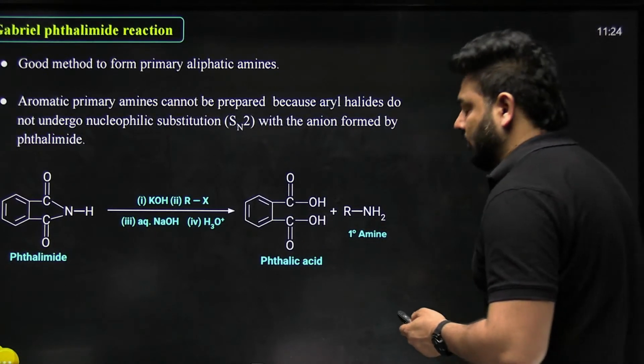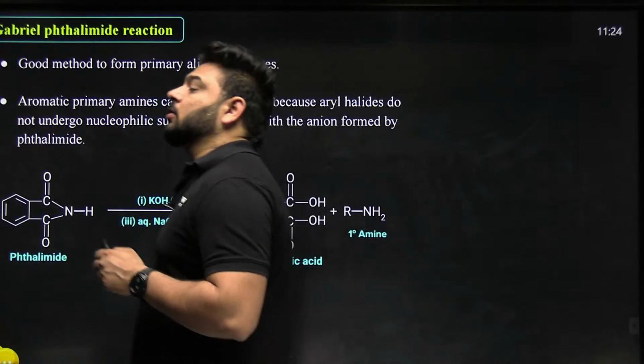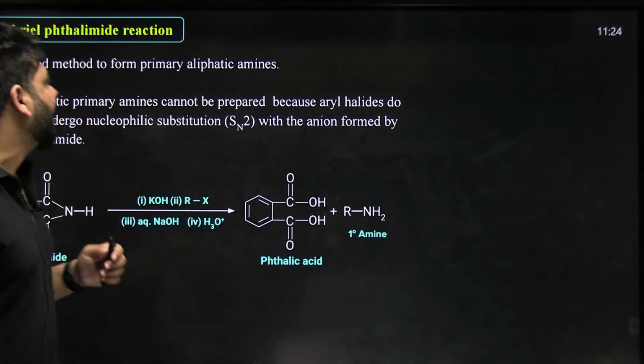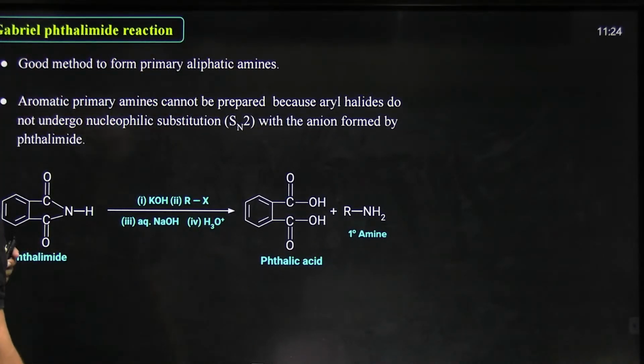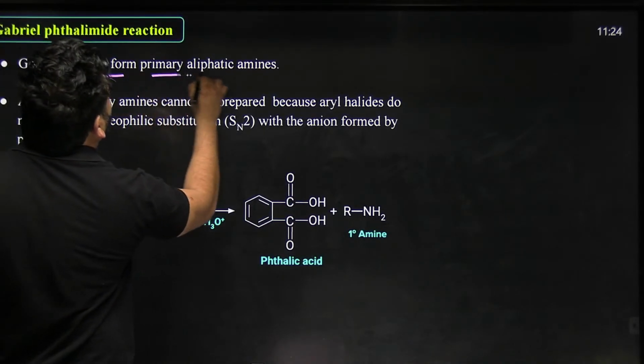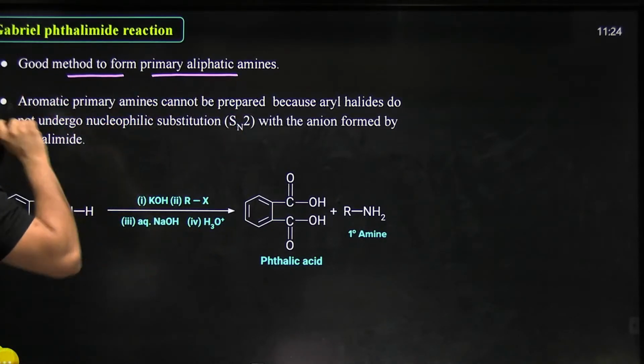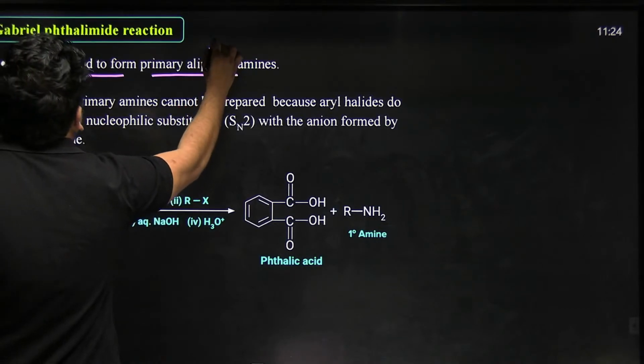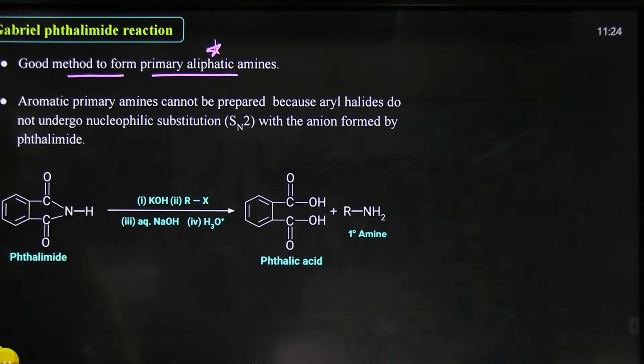The next reaction of preparation of amines is Gabriel phthalimide synthesis. In this reaction, we will be getting only primary aliphatic amine, not even aromatic. So let me star mark it. That's a very important part of this reaction, that Gabriel phthalimide reaction can only synthesize 1 degree amine RNH2, not even 2 degree, not even aromatic.